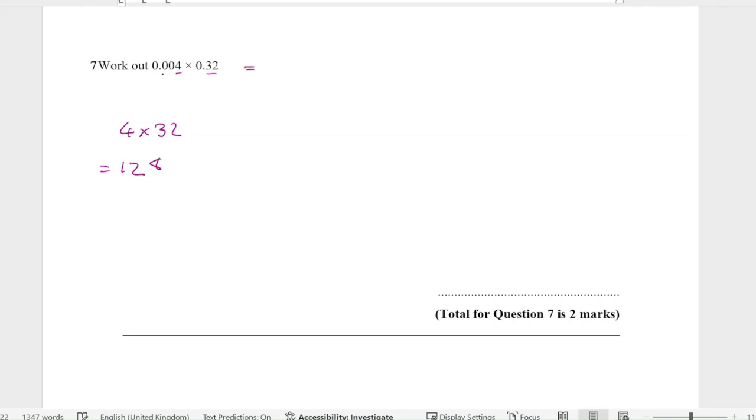But in my question, I've got 1, 2, 3, 4, 5 decimal points. So in effect, I need 5 in my answer. So it's going to be 0.00128, 1, 2, 3, 4, 5. That's an absolutely fine way of doing it. It will always work. My issue is it's not overly clear. So I will go through a longer version of that just to explain why that works.